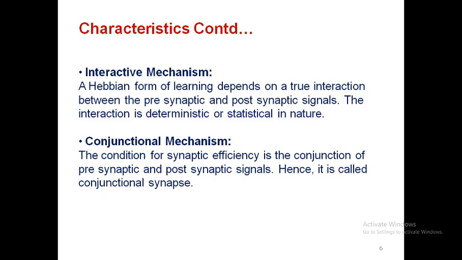Next one is the conjunctional mechanism. The condition of synaptic efficiency is the conjunction of the presynaptic and the postsynaptic signals. Hence, it is called the conjunctional synapse. So it will have some connection. So based on that strong connection only, it works in this conjunctional mechanism.